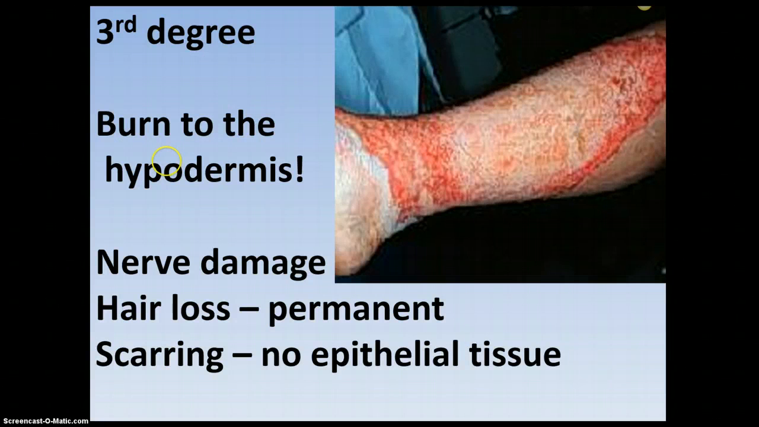However, third degree burns burn below the dermis, deep down to the hypodermis or the subcutaneous layer, and that, as you can see, is clear down below the dermis. Now there's nerve damage because the nerves are down in the hypodermis. There is hair loss because the hair follicle is just an extension of the epidermis into the dermis. So now it cannot produce the hair, it cannot produce the epidermis, so therefore it's got to replace that tissue with scar tissue.